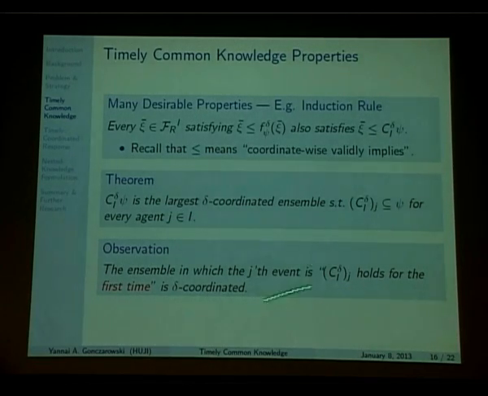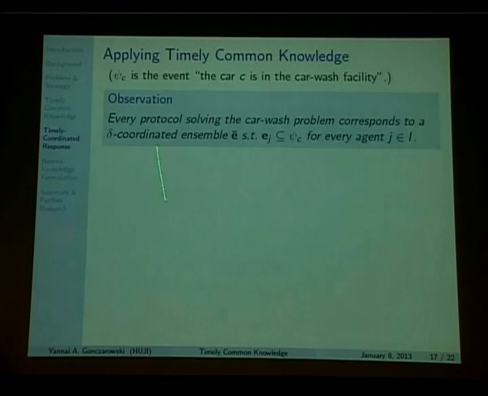Why am I interested in holding for the first time? Because every protocol solving the car wash problem corresponds to a delta coordinated ensemble. Why? Because we can simply look at the ensemble in which each robot is now starting to wash. This is an ensemble because when a robot starts to wash, it knows that it starts to wash. The event for L is L starts to wash. The event for R is R starts to wash, and so on.